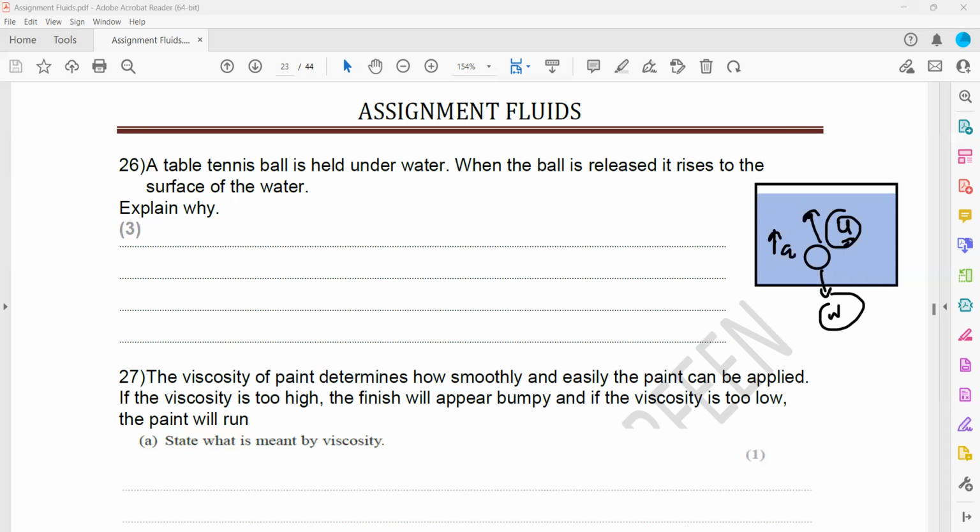And the upthrust is more than the weight, that is causing an upward acceleration. So one point you will mention is that the upthrust will be more than the weight, or upthrust is more than the weight plus drag, both you can mention, that it creates an upward resultant force, causing an upward acceleration. And upthrust depends on the weight of the fluid or the liquid displaced.